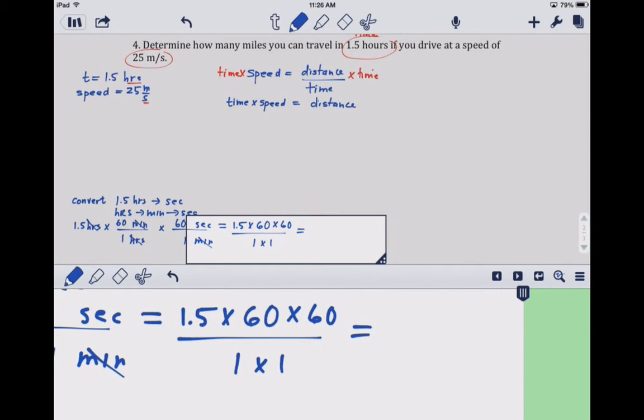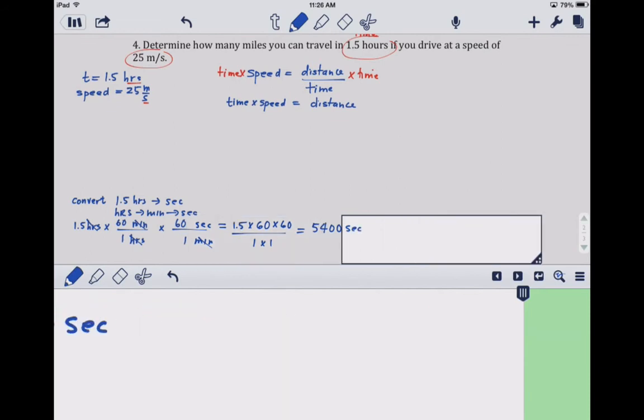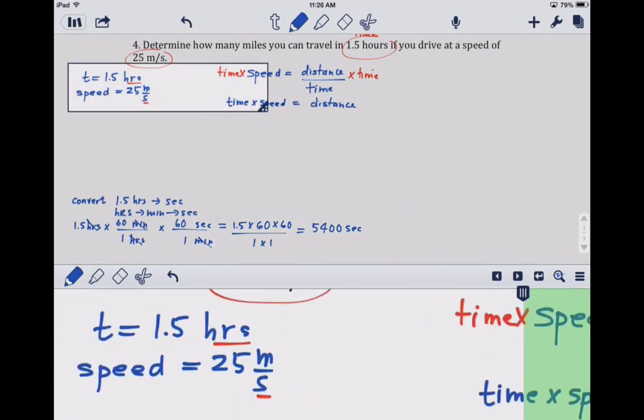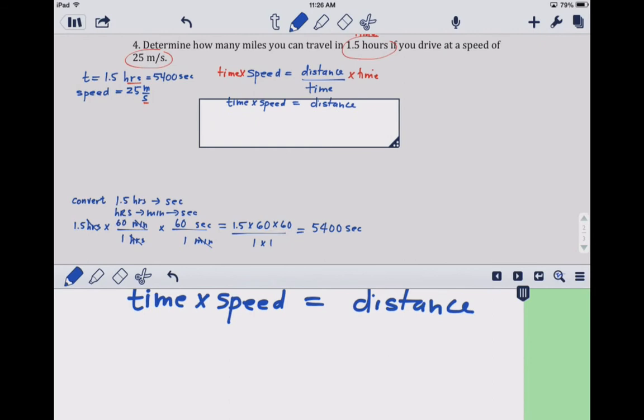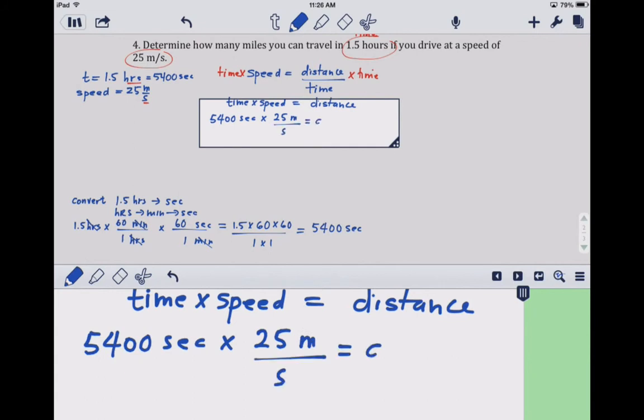And 1.5 times 60 times 60 is 5,400 seconds. So I can go back up here and record that this is 5,400 seconds. I now have everything in the same unit. I've got both times and seconds. So I can go straight to the equation at this point. Plug in 5,400 seconds times 25 meters for each of those seconds will get me the distance.